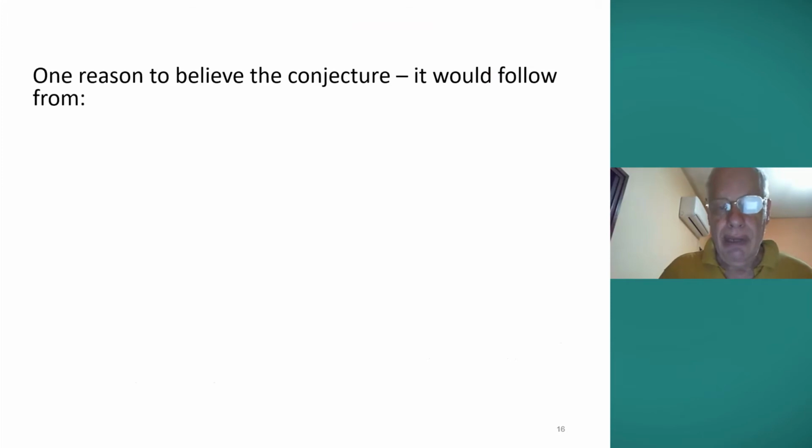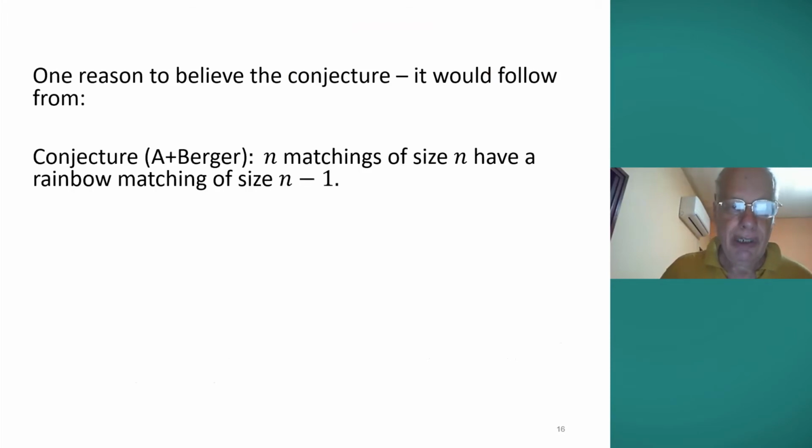And now let me return to this conjecture about general graphs. It would follow from a generalization of the other conjecture, the conjecture of myself and Aharoni, that n matchings of size n in any graph, before we mentioned bipartite graphs, have a rainbow matching of size n minus 1. Why does this conjecture imply the previous one, about 2n matchings of size n having a rainbow matching of size n in any graph?